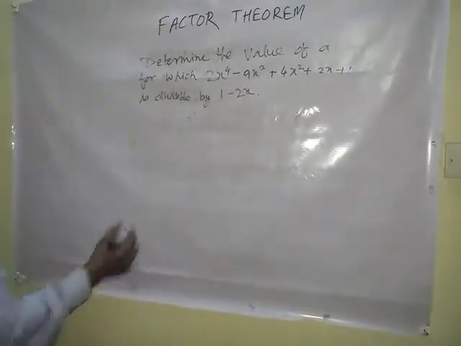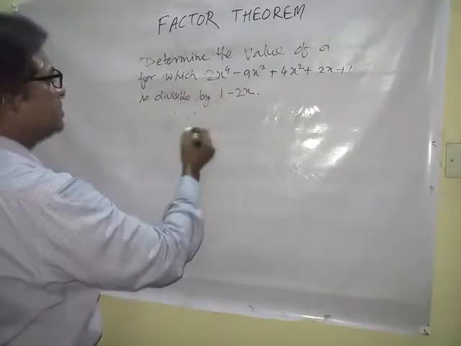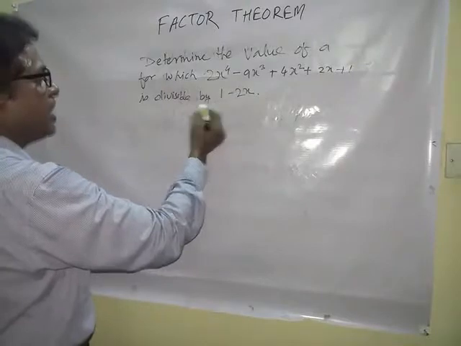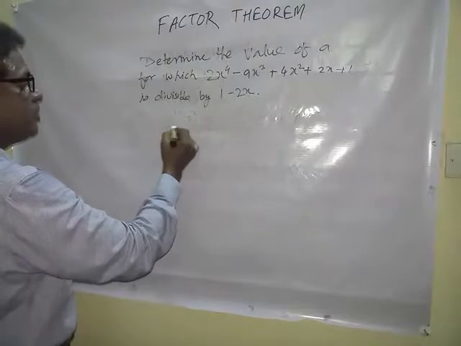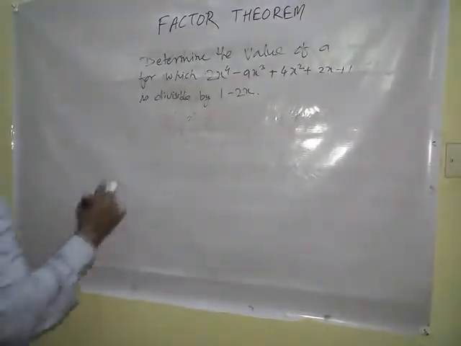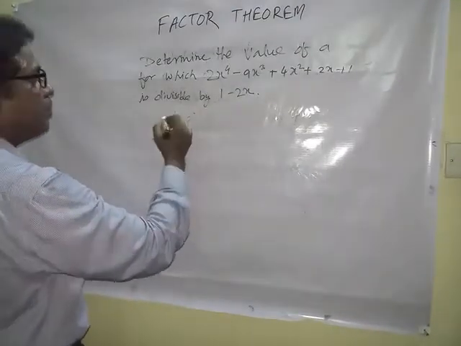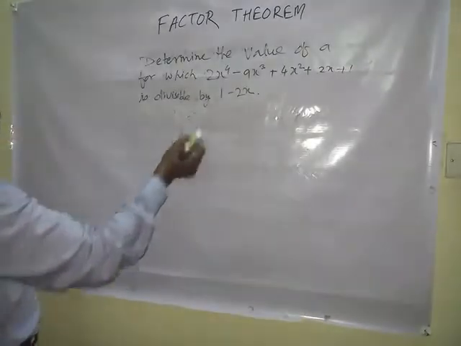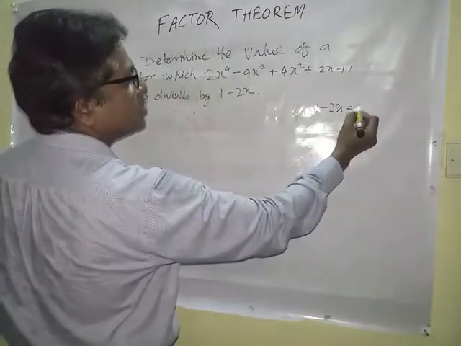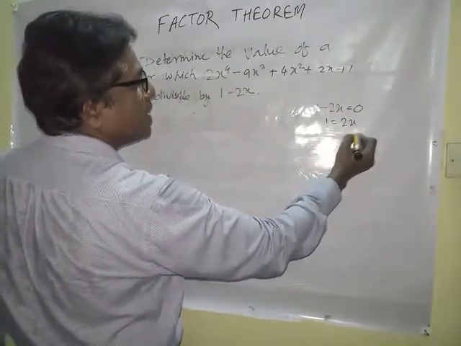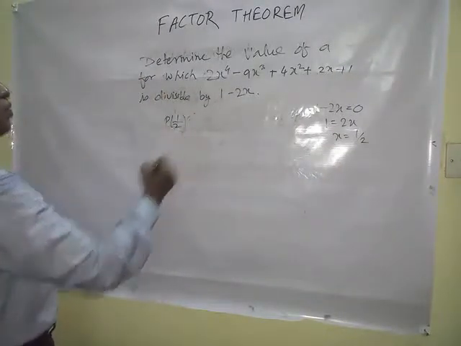Again you will write down the same thing. Let P(x) be equal to this, and since it is completely divisible by this Q(x), then P is completely divisible by 1 minus 2x, hence P(a) is equal to 0. Now find out the value of a. 1 minus 2x is equal to 0, so 1 is equal to 2x, so x is equal to 1 by 2. So you find out the value of P(1/2).